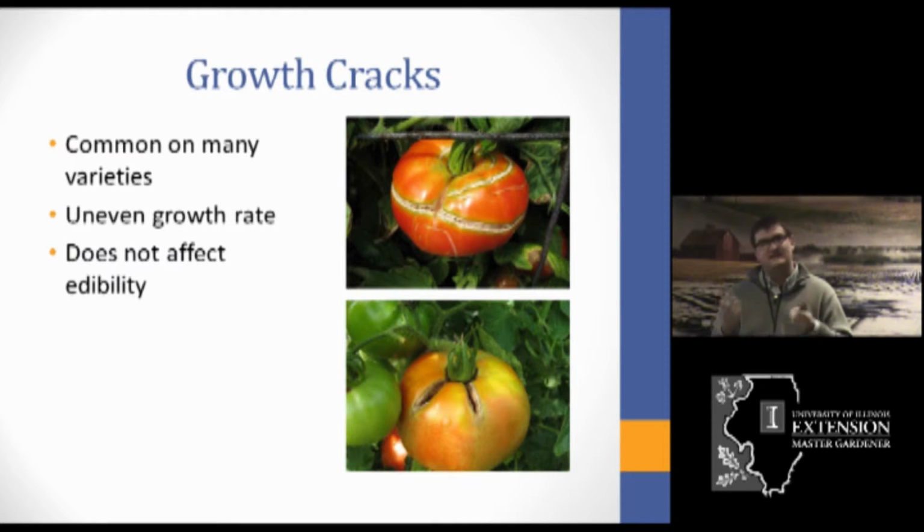The next problem with tomatoes, not really a disease caused by bacteria or something like that, is growth cracks. Growth cracks are common on many varieties of tomatoes, especially some of the older, larger heirloom types of tomatoes. The oddly shaped ones can experience a lot of growth cracking. That is an uneven growth rate, usually caused by a large uptake of water. The plant absorbs a lot of water very quickly, and it grows too fast, and it just cracks. So you can have things like radial cracking or concentric circles cracked around the fruit.